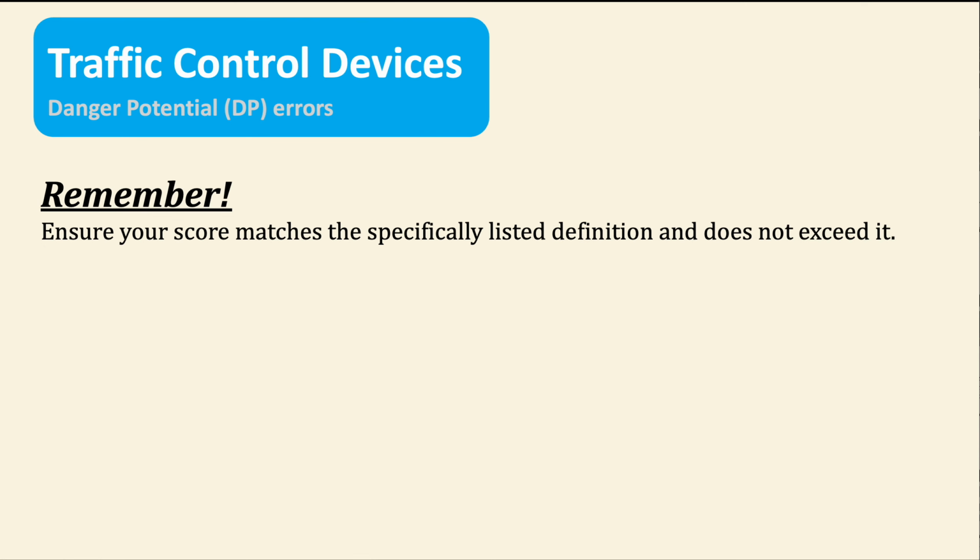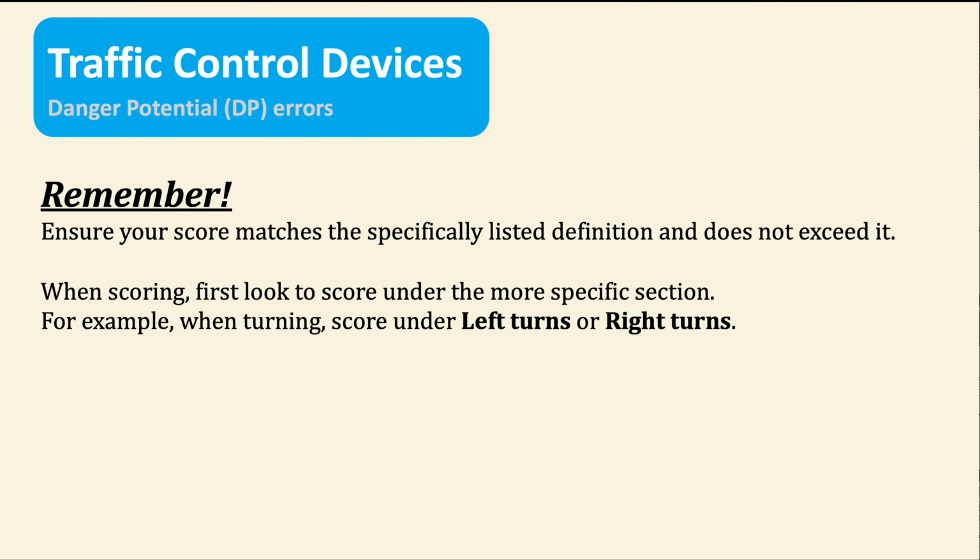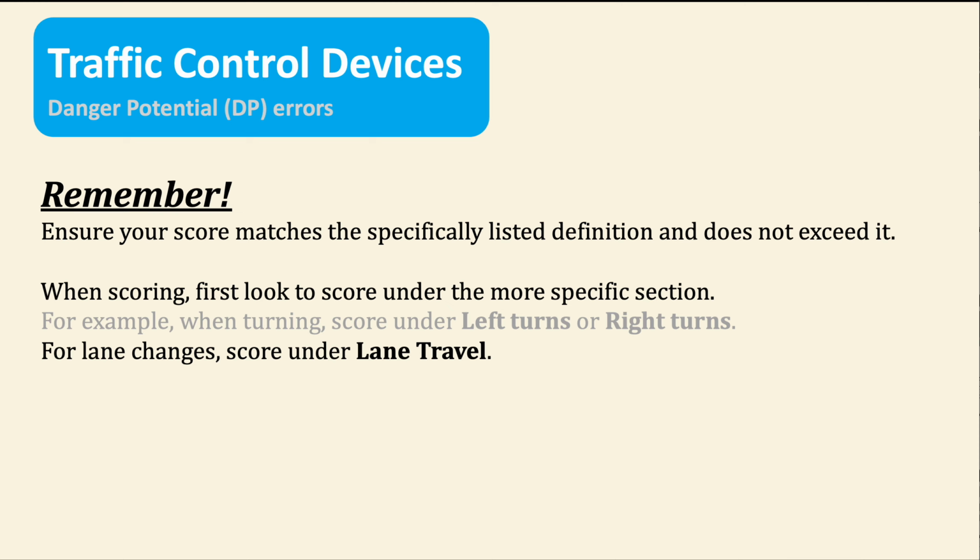Now remember, make sure your score matches the specifically listed definition and does not exceed it. Remember to look under the more specific section if something happens. For example, if someone's turning, you score it under left turns or right turns. For lane changes, you score it under lane travel, right? So if they're changing lanes inside a roundabout and they commit that error, you're going to score it under lane travel, which they're probably going to do because remember, you have to signal at least 100 feet before the lane change, and I haven't seen many roundabouts that are 100 feet wide that allow that.